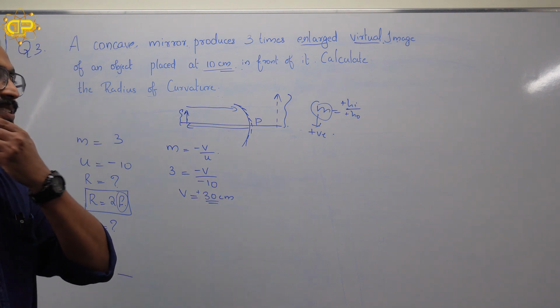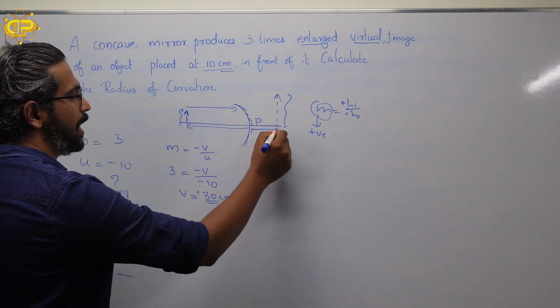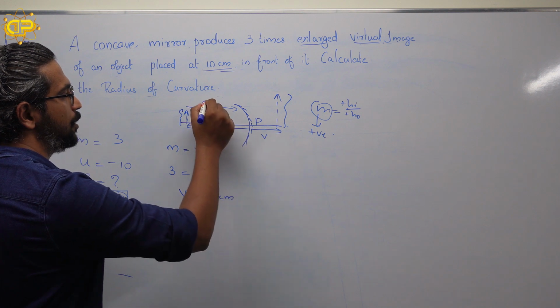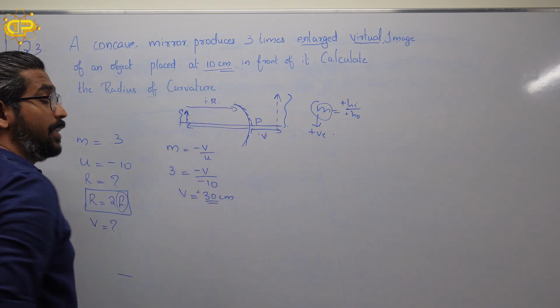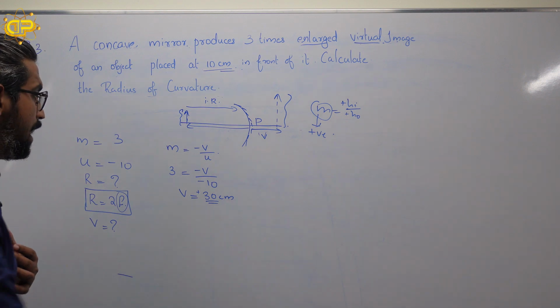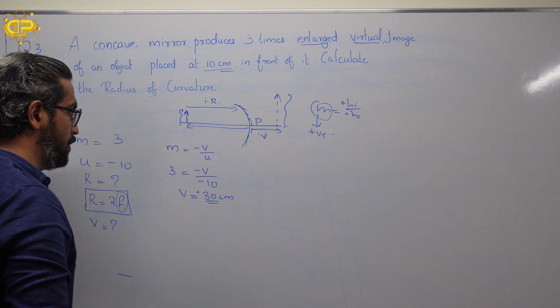What do you mean by positive 30 centimeter? Positive means the direction of V will be the same as that of the incident ray. So IR is equal to V. Okay, they are having the same direction, so it will be having a positive sign. So V is equal to 30 centimeter. We got the equation there.